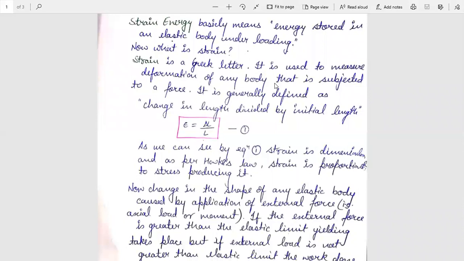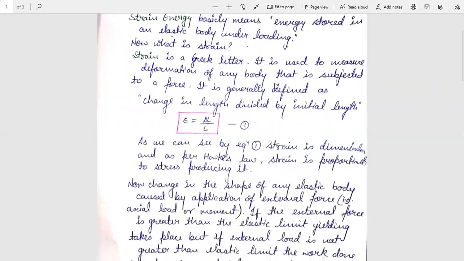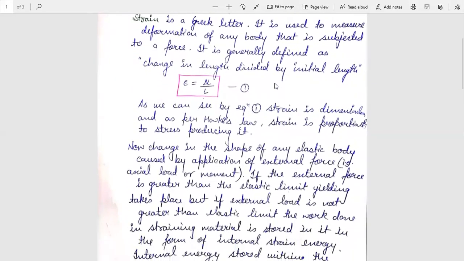It is generally defined as change in length divided by initial length. Strain is denoted by epsilon. Epsilon equals del L upon L, where del L is change in length and L is initial length. As we can see by equation 1, strain is dimensionless. And as per Hooke's law, strain is proportional to the stress producing it.